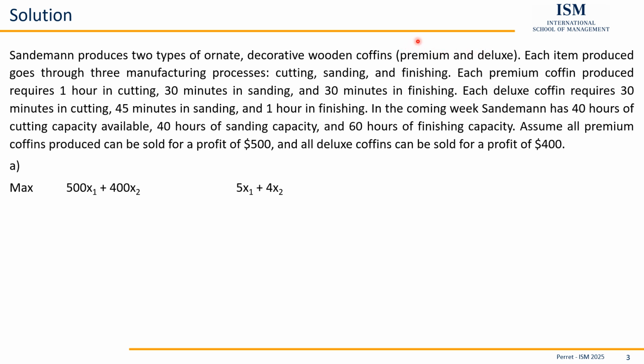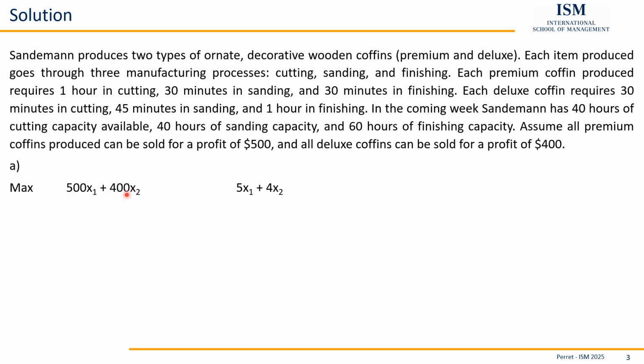So we can say the quantity of premium coffins they are producing would be X1. The amount of deluxe coffins they are producing would be X2. Since they want to maximize profit, the respective objective function would be the $500 per premium and the $400 per deluxe coffin. So I multiply this with X1, this with X2, and add it up, giving me this objective function.